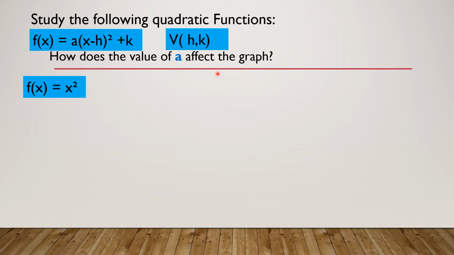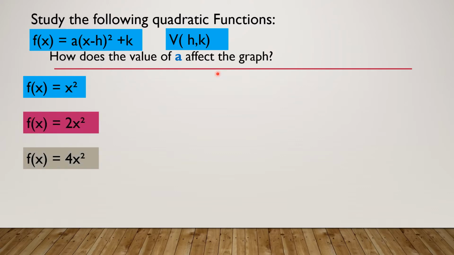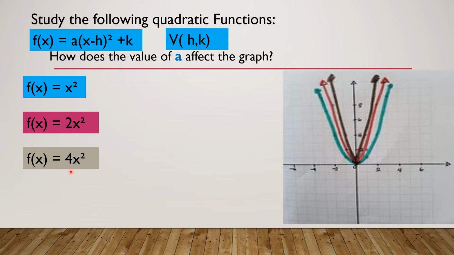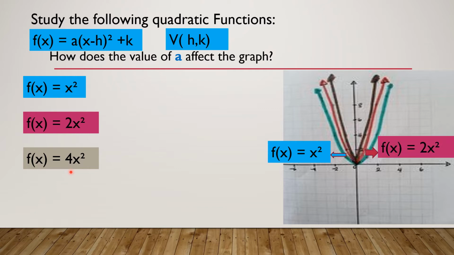So I have here f of x is equal to x squared, f of x is equal to 2x squared, and f of x is equal to 4x squared. You notice here, the value of a here is 1, here is 2, and here is 4. So pataas yung value ng a natin dito, at sila ay lahat positive. Now, ito yung mga graphs nila. Yung pinakalabas, yan yung graph ng f of x is equal to x squared. Yung sa gitna naman, yun ang graph ng f of x is equal to 2x squared. At yung pinaka-inner naman, yun ang graph ng f of x is equal to 4x squared.